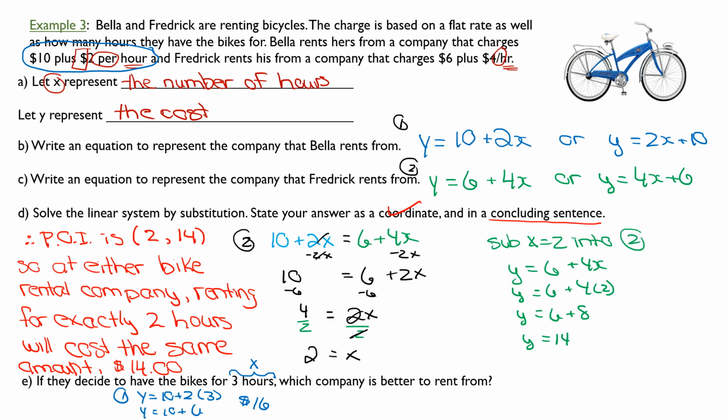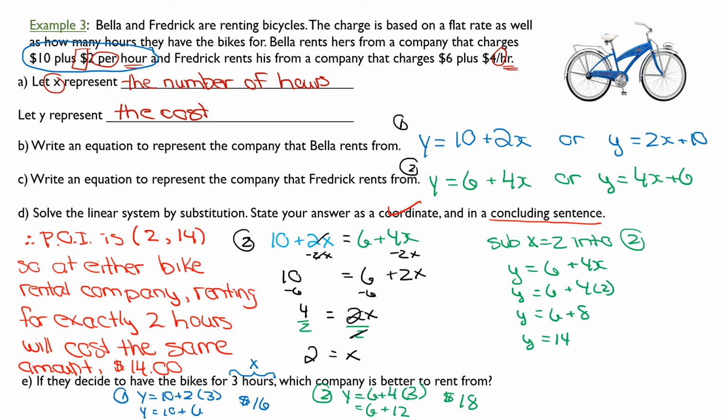What if they go with Frederick's company? Frederick's company was equation 2, and that equation was y equals 6 plus 4 times x, but instead of x, we're checking out the value of 3. So that's 6 plus 12. So that one is going to be $18.